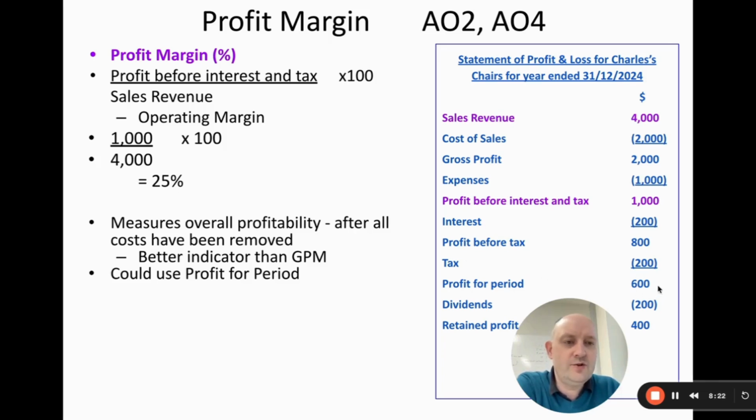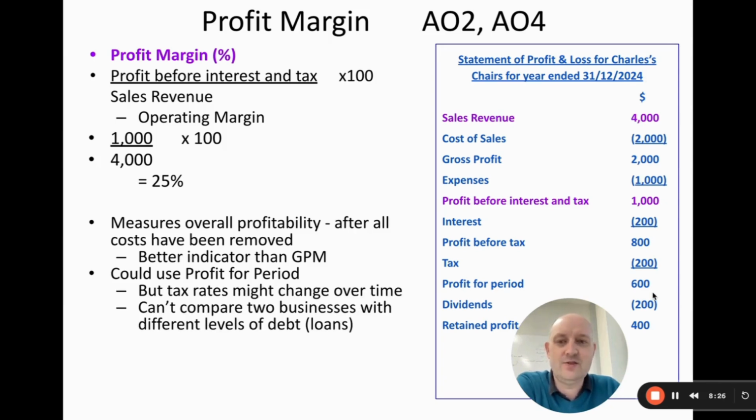So we could use this profit number down here. Now, one reason we tend not to do that is because tax rates might change over time, which means that it can be more difficult to compare the margin over time. And also, if you're comparing the profit margin between two different businesses in two different countries, then it might be more difficult to compare because they have different tax rates.